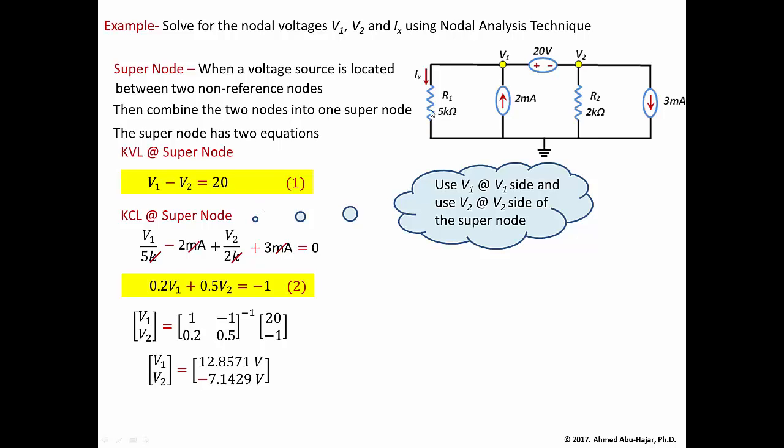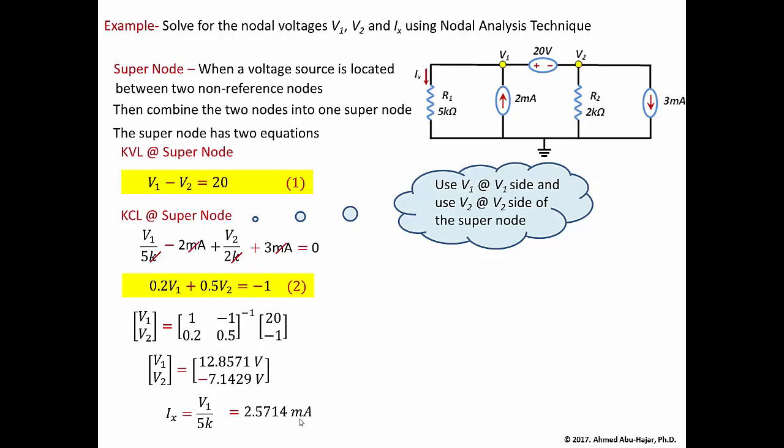So the only thing left now is to solve for Ix, which is the current through the 5 kilo ohm resistor. By definition, Ix is going to be V1 over 5K. So we're going to say that Ix will equal V1 over 5K, and that is going to be 2.5714 milliamps.